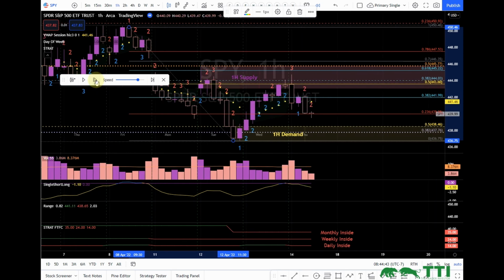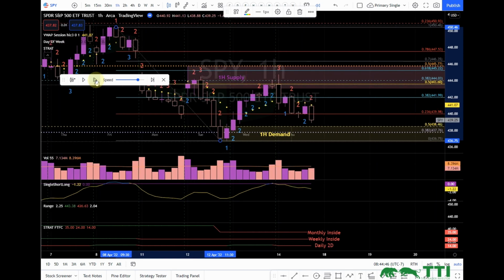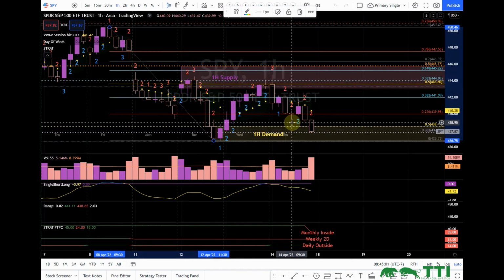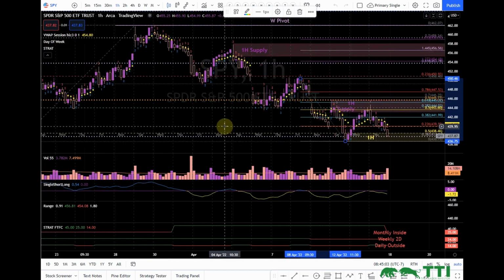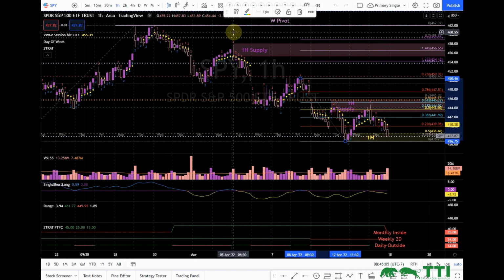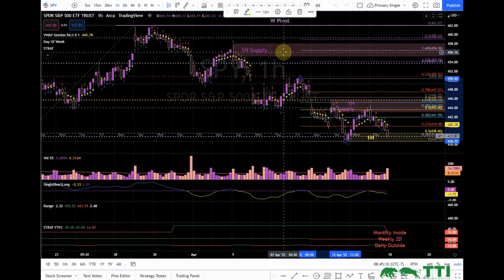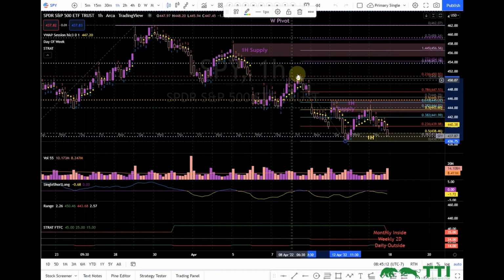And then, as you can see, we danced around, and then we touched that zone. We touch that zone and we exit. So this is why it's important to identify them. So anytime you have an up move that goes the opposite direction, that's your supply zone. You have a down move that goes in the opposite direction, that's your demand zone.